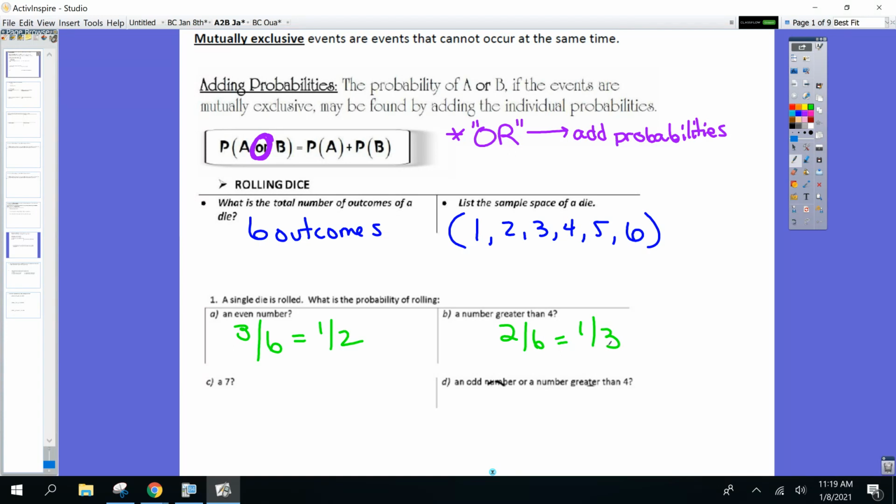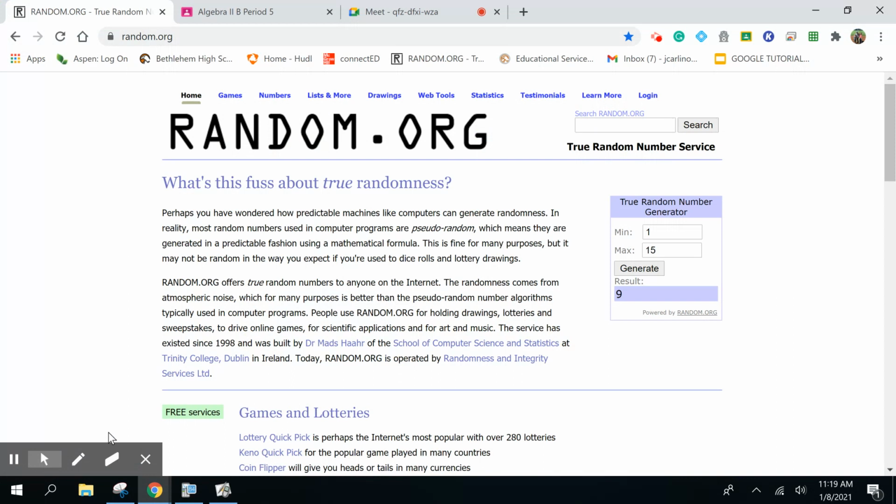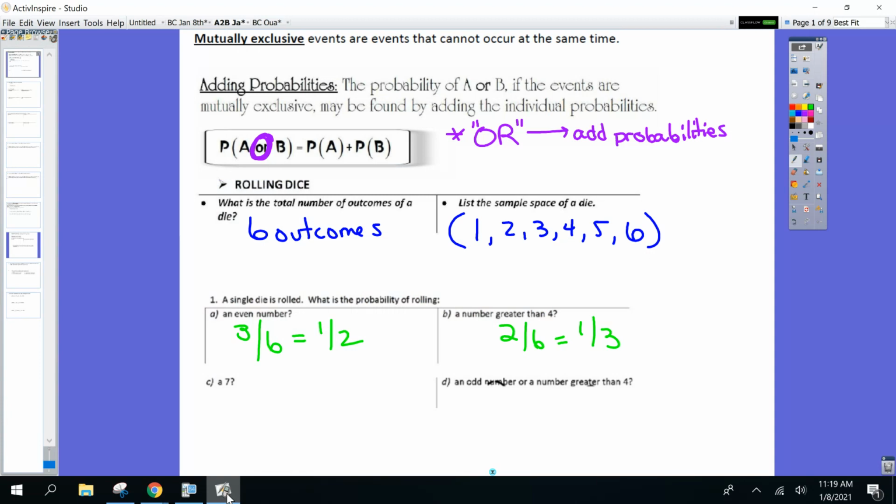How about a 7 now, kids? Probability I roll a 7. Nick, good morning. I roll a 7, Nick. 0. 0, that's an impossible event. So any impossible events have a probability of 0.